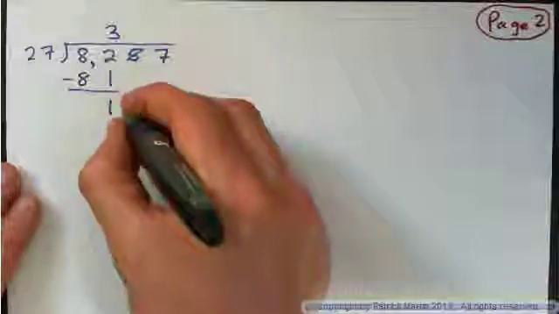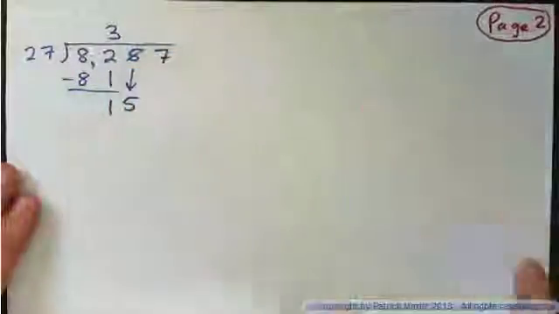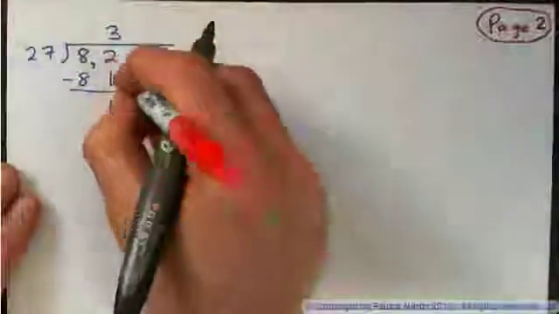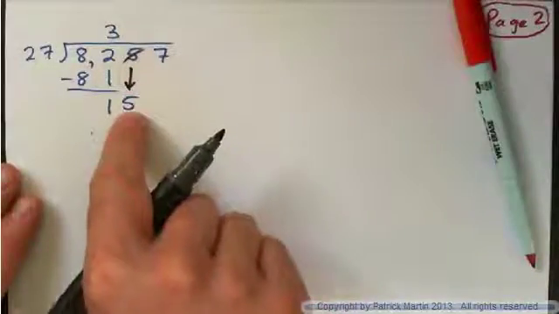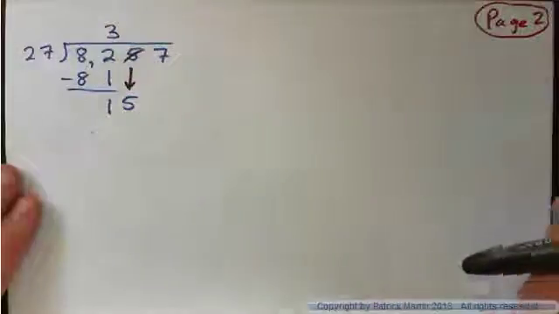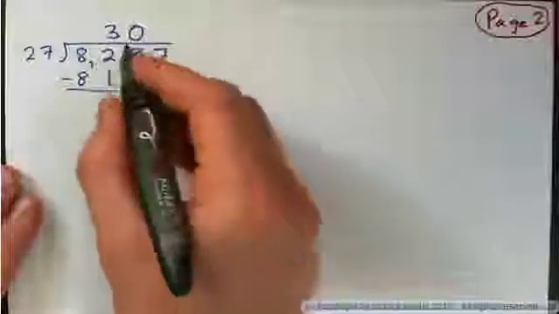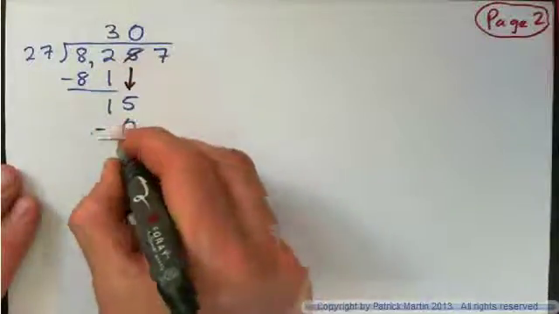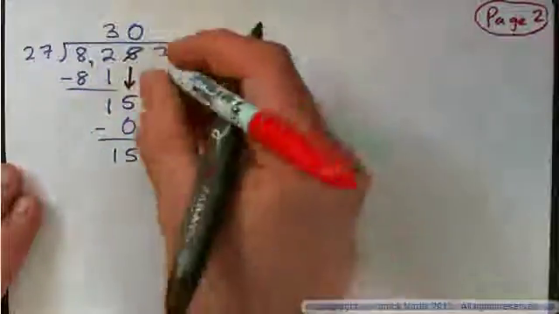Bring down 5 here, and 27 into 15 goes how many times? 0 times, in fact. 0 times 27 is 0. Subtract that and we get 15. Bring down 7.